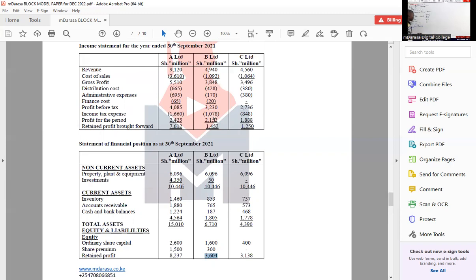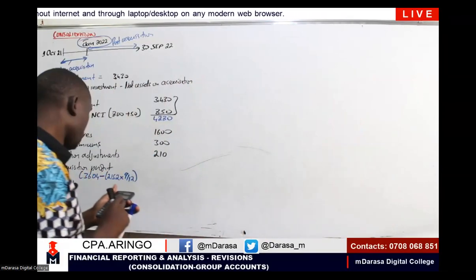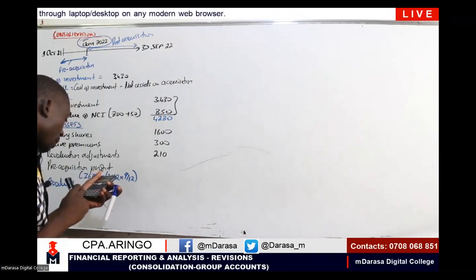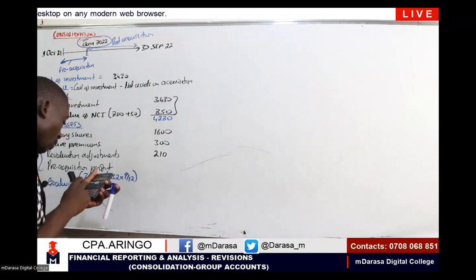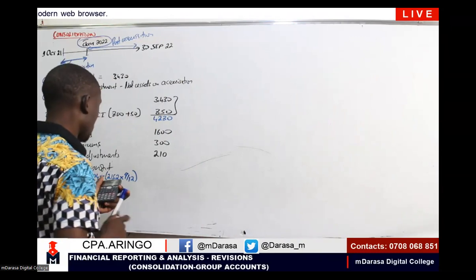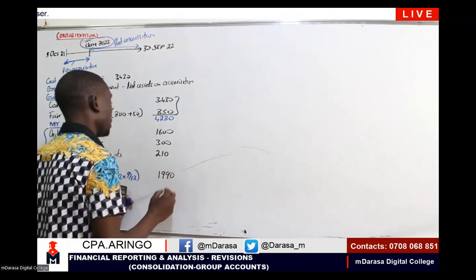So basically, my pre-acquisition profit, and you'll always remind Mwalimu on that as we continue, we should be having a figure of 3604 minus 2152 times 9 over 12. This will give us a figure of how much? 1990. This will give us a figure of 1990.